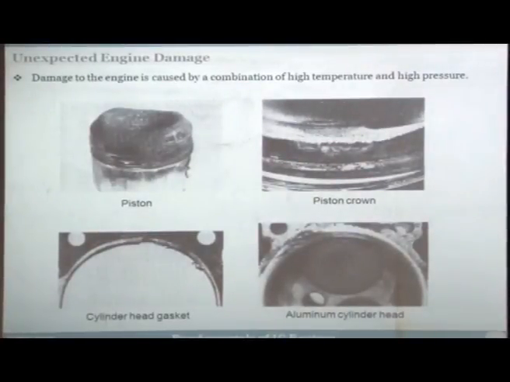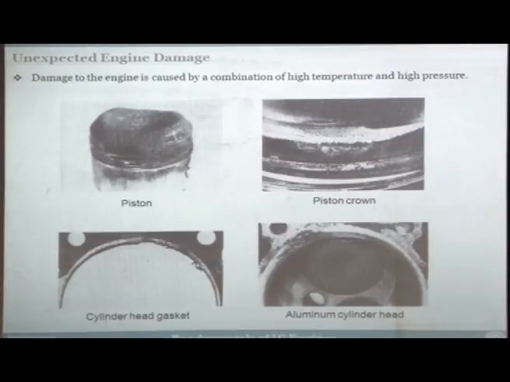And believe it or not, these are the pictures of the cylinder. These are the cylinder heads. You can see very severe damage to the gasket. You can see that whole of the piston top has melted away. You can see this is what happens to the piston crown. You can see lot of deposits on the cylinder head, carbon deposits.